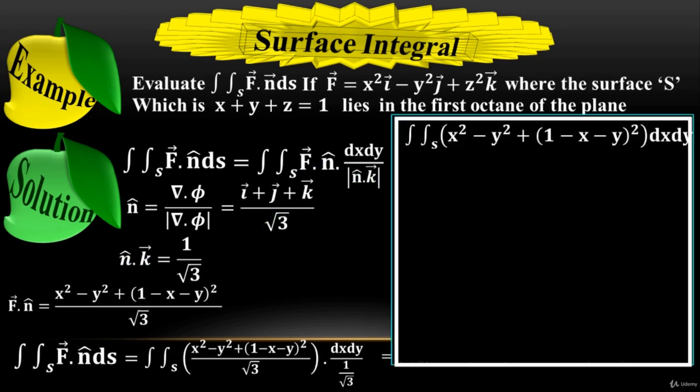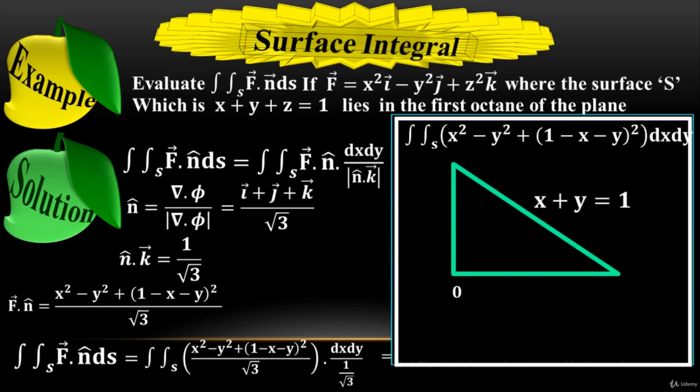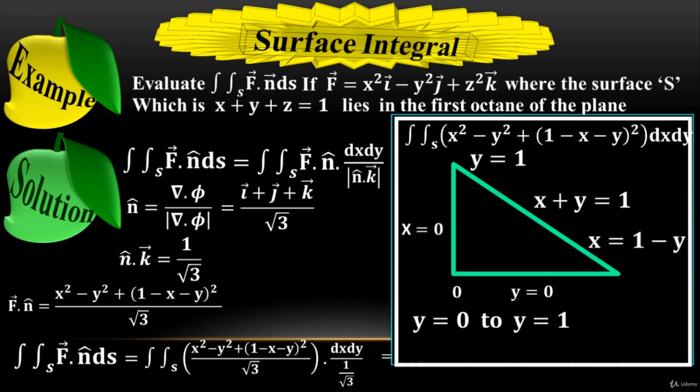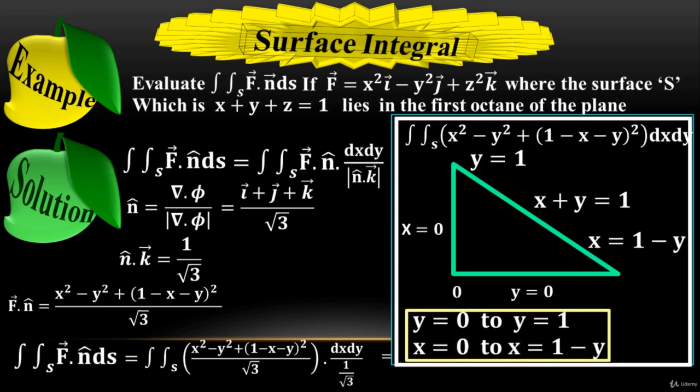Now I need the limits for the double integral, which is x plus y equals 1. Why is there no z? Because this surface is only in the xy plane. So simply put 0 for z. Therefore the surface is x plus y equals 1, not x plus y plus z equals 1. And the limits along the y-axis start from y equals 0 to y equals 1. Limits along the x-axis start from 0 to x equals 1 minus y. I got x from this equation, x equals 1 minus y. So these are the limits along the x-axis, from 0 to 1 minus y.